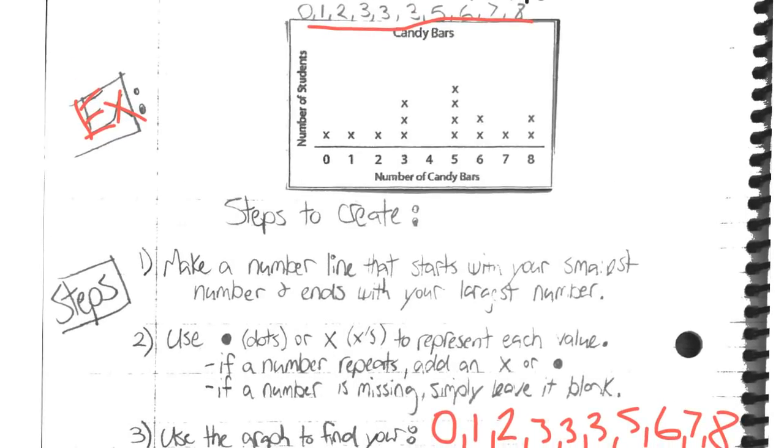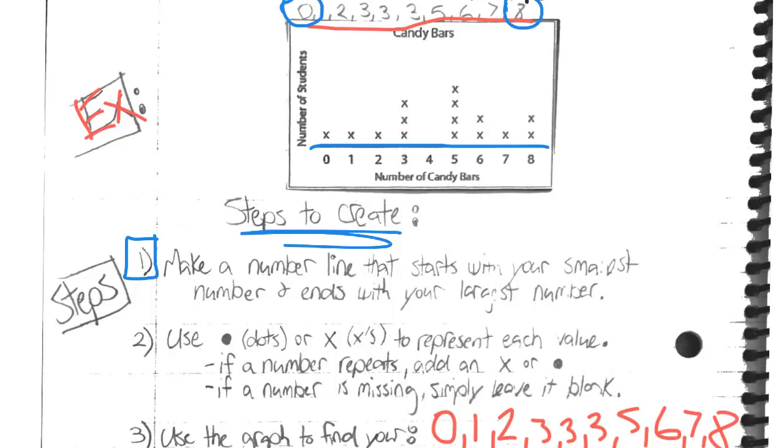Our first step over here is that we have to make a number line that starts with our smallest number and ends with our biggest number. So up here, you'll see I put them in order already. You're going to have to do that because we have to know that our smallest number is 0 and our biggest number is 8, so that when we make this number line, we can make it go from 0 all the way up to 8. So it has to include the smallest all the way to the largest.